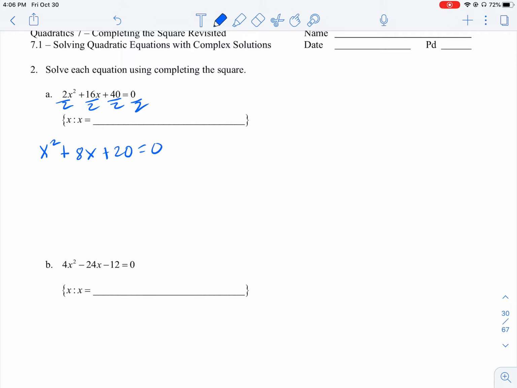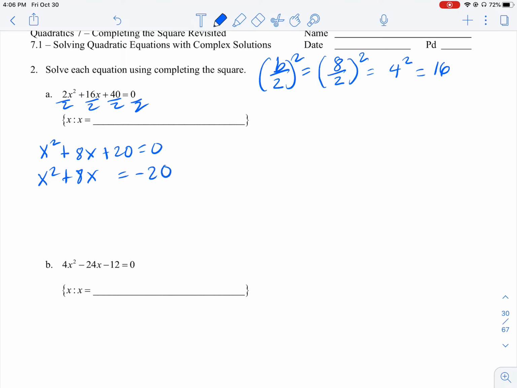Should I still show that to you guys, or you guys are okay with that? B, this is the last time I'll be showing, hopefully. B divided by 2, 8 divided by 2 squared. 4 squared is 16. So that means you're adding 16 on both sides of the equation. But before that, we are going to eliminate the 20. So we have x squared plus 8x plus 16. I got the 16 from here. Negative 20 plus 16.